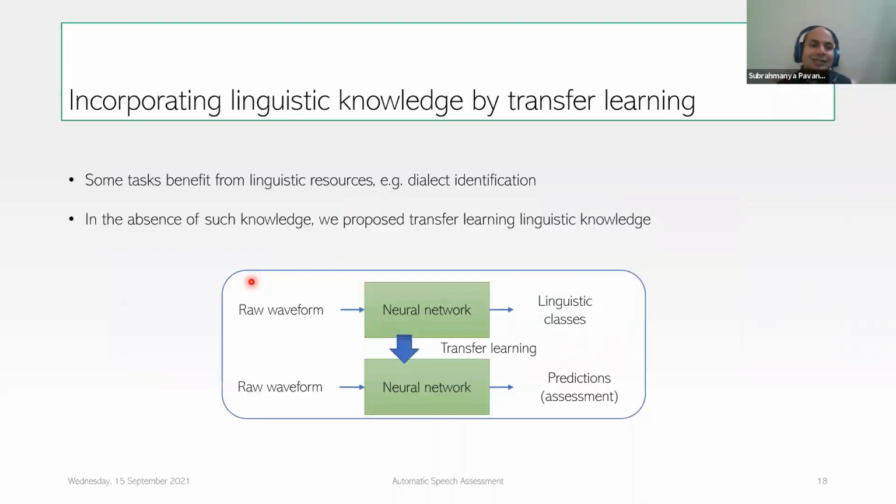The other line of research that we've conducted was by using transfer learning, where we incorporated linguistic knowledge. For example, dialect identification can benefit from linguistic resources, where, if there is a transcription in the form of words or phonemes, one can compute word frequencies or n-gram statistics or measure pronunciation variations and determine the dialect. But when such resources are not available, we generally learn this information from another task that has the resources, and then use these model parameters to initialize the task of our interest. So let us look at it more closely.